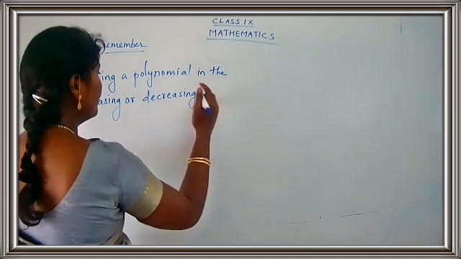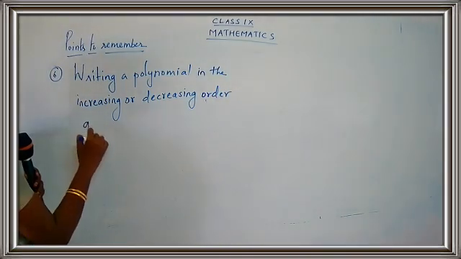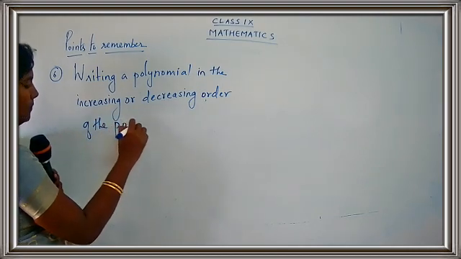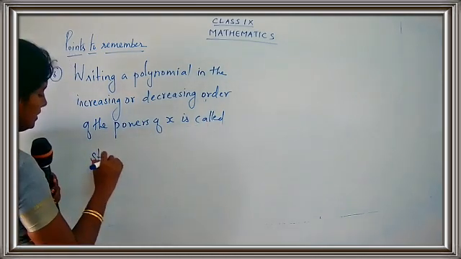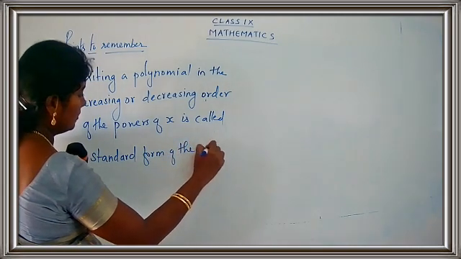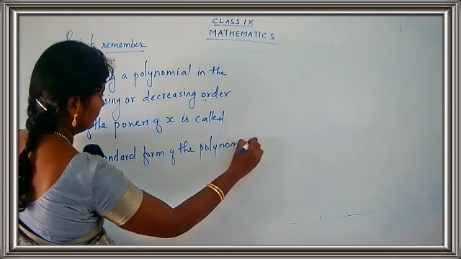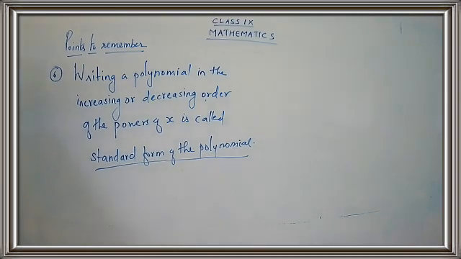Okay, so just write down your order, decreasing order of the powers of x. Order of the powers of x is called the standard form of the polynomial. This is what is called the standard form of a polynomial. So writing a polynomial in the increasing or decreasing order of the powers of x is called standard form of the polynomial.